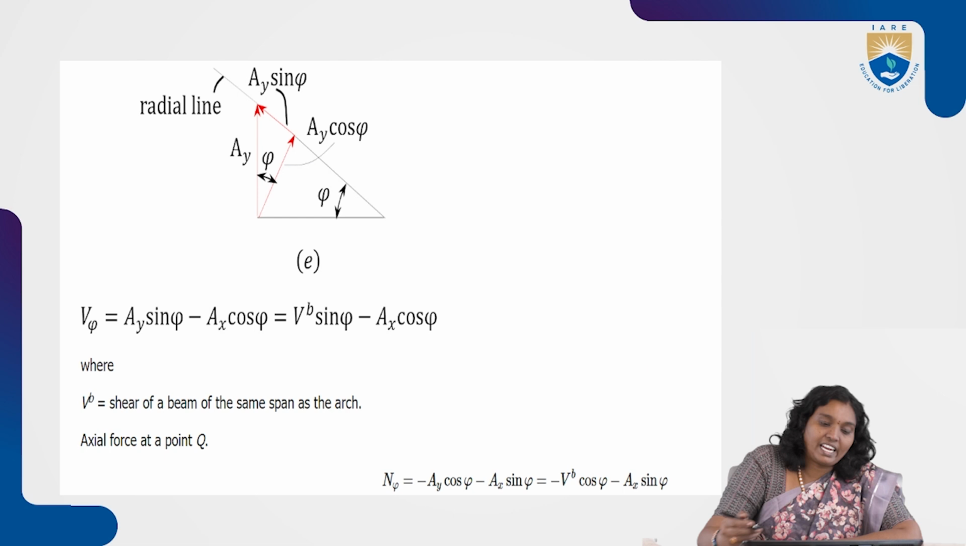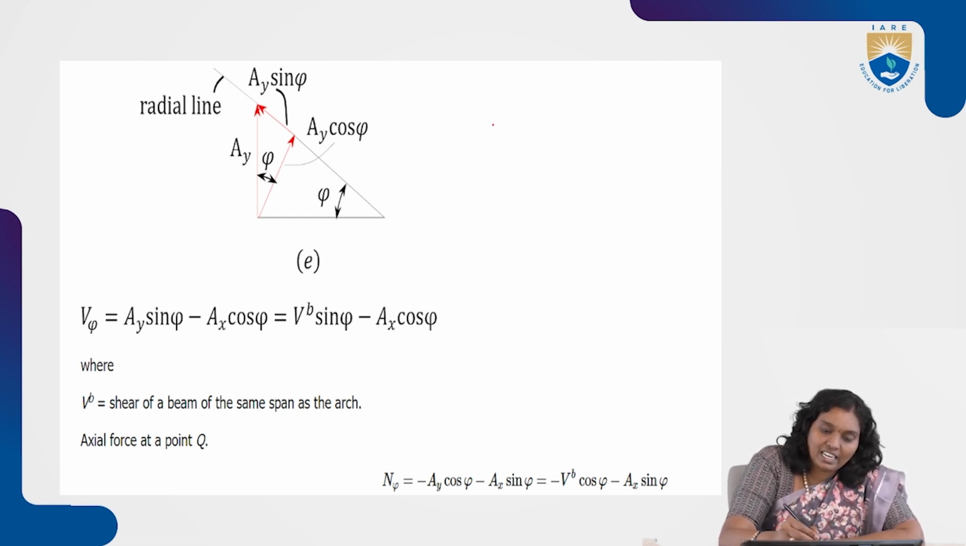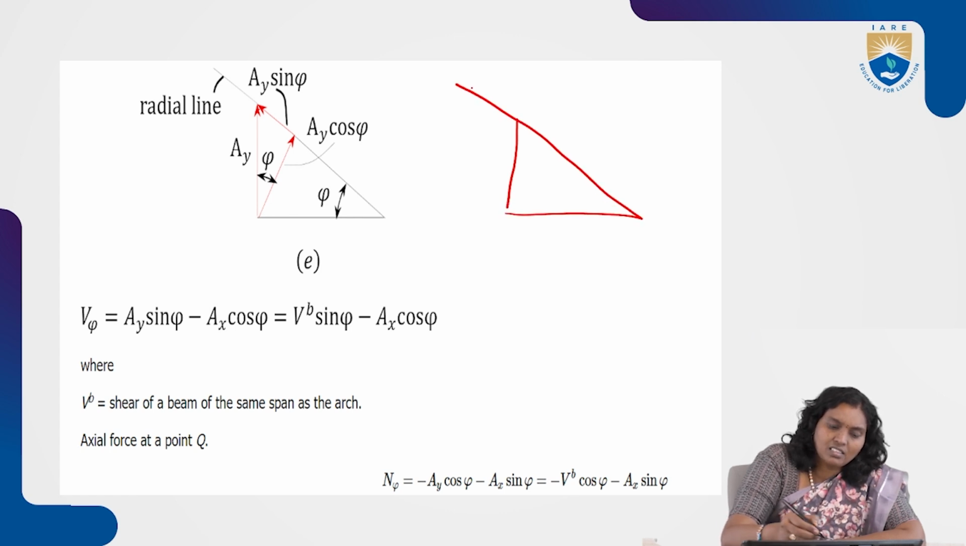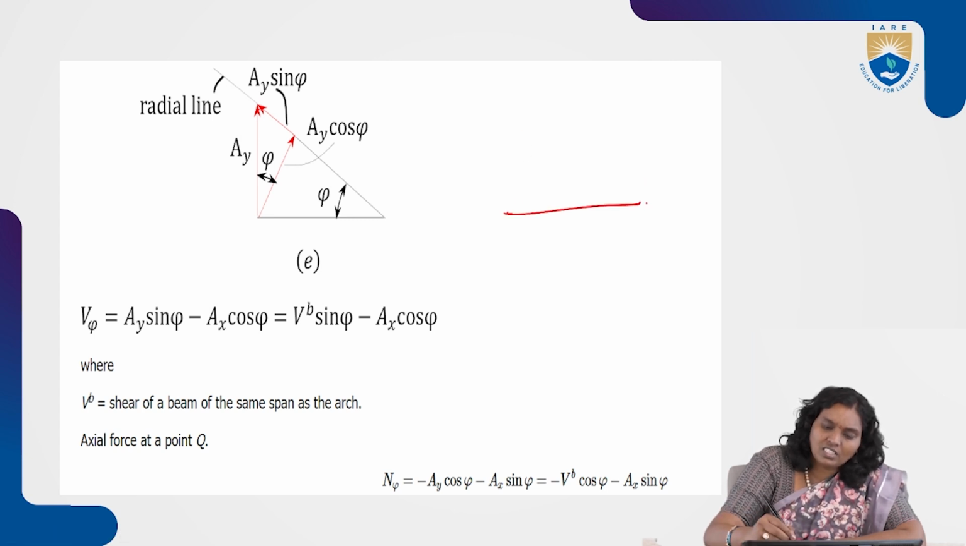In this, how do we get the radial line? Here we consider the radial line from here to here. So here this is the angle. Understand this? So this is the radial line.